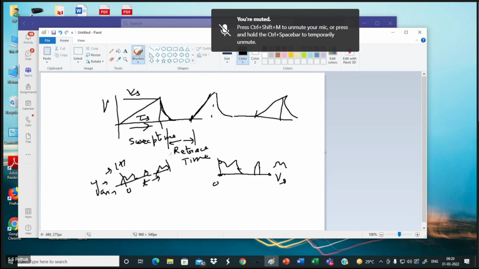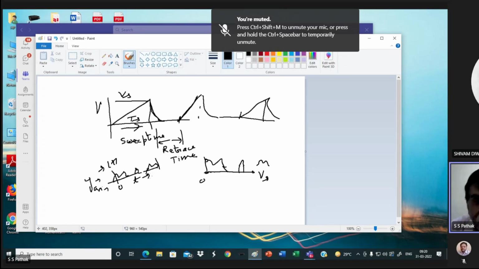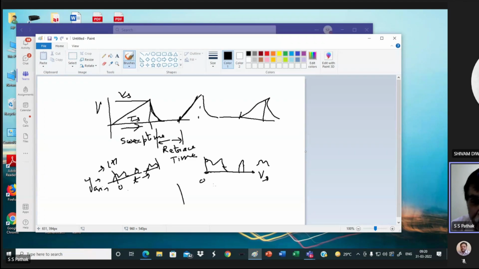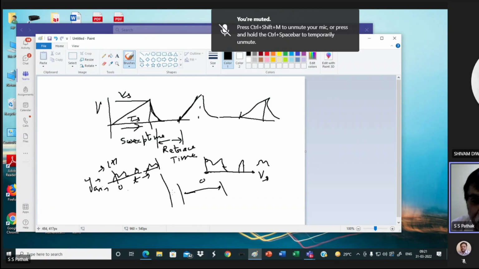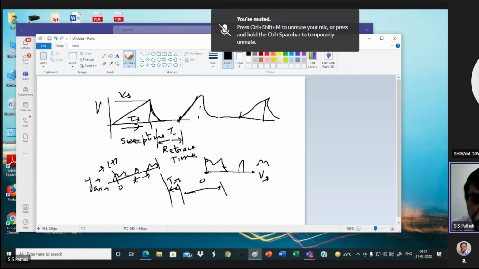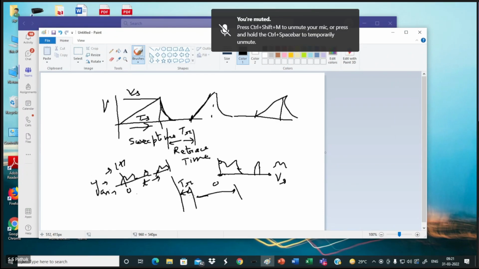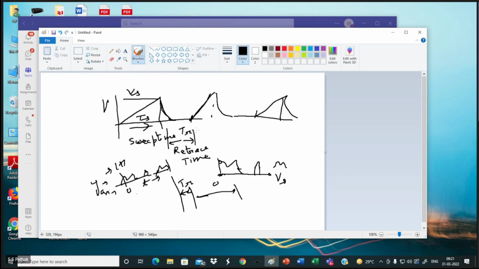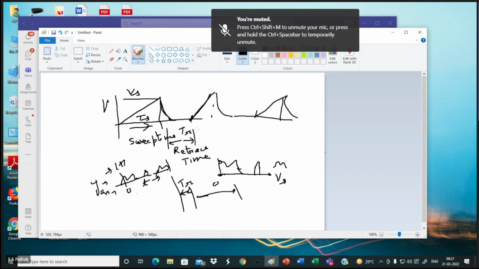Now retrace time means when this is repeating, this repetition should start from here, not from here exactly. And this is taken as TR, retrace time. This is taken as my TR. Okay, so if this TR delay is there, after that next sweep is starting. So it will be displayed again here. The same pattern will display here again.